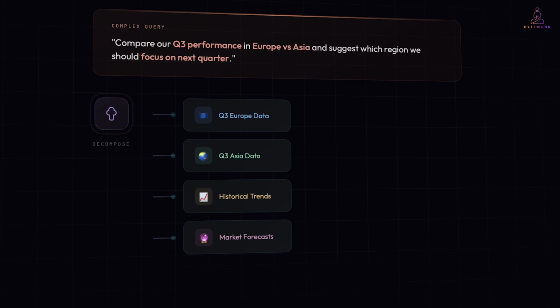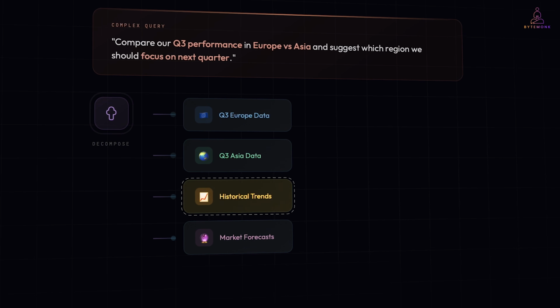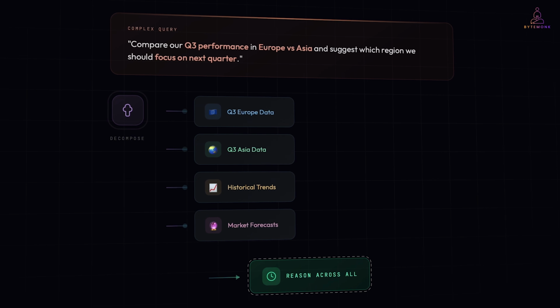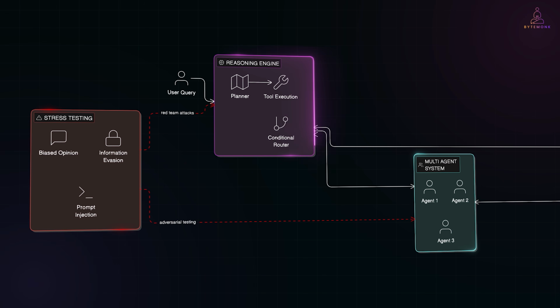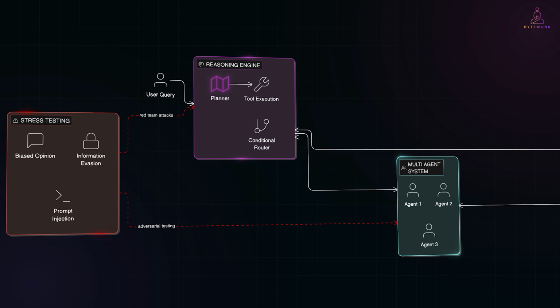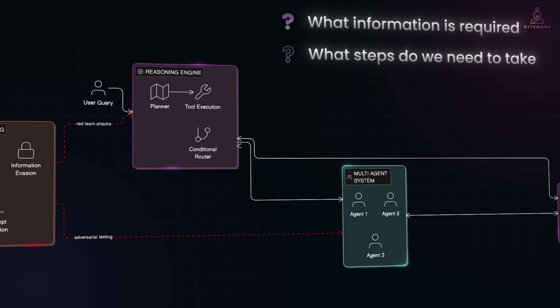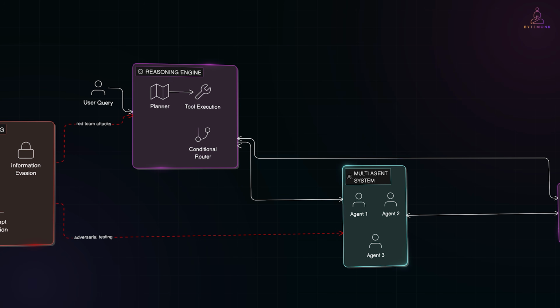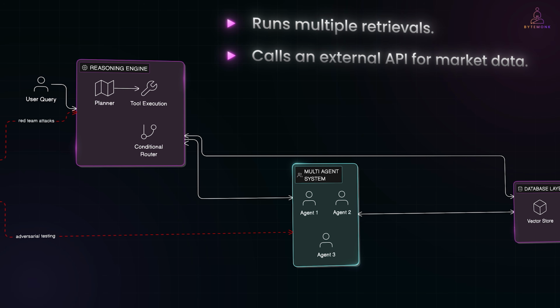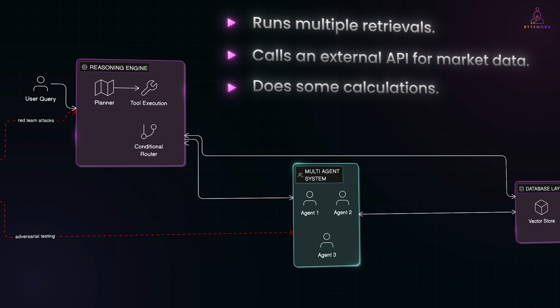That's not a single retrieval. You need Q3 data for Europe, you need Q3 data for Asia, you might need historical trends, you might need market forecast, and then you need to actually reason across all of that to make a recommendation. And this is where the reasoning engine comes in. Instead of going straight from the query to retrieval to generation, you have a planner that first breaks down what the query actually needs, what information is required, what steps do we need to take, what tools we should use. The planner creates a plan, and then the tool execution layer carries it out. Maybe it runs multiple retrievals, maybe it calls an external API for market data, and maybe it does some calculations.